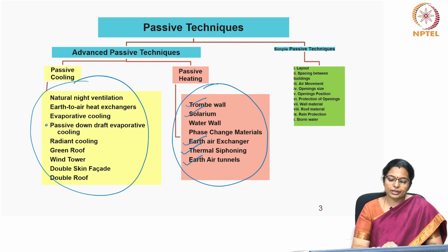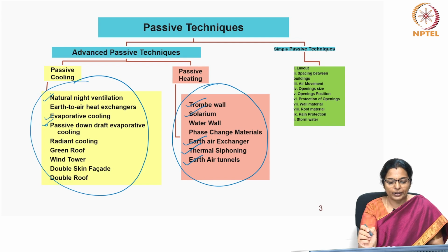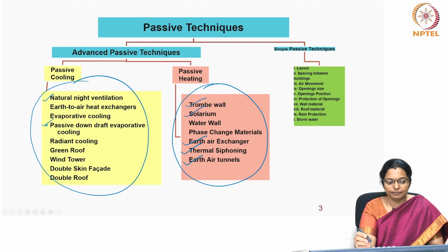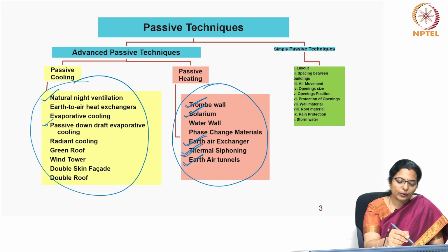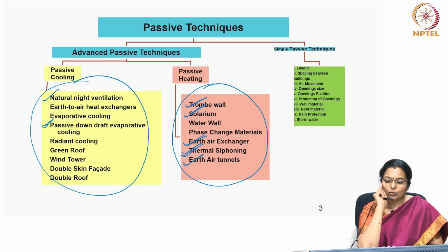Last class we saw the Trombe wall, solarium, earth-air exchanger, thermal siphoning, earth-air tunnels, natural night ventilation and PDEC. So, we saw 7 of them. We will continue and see the other advanced passive strategies.